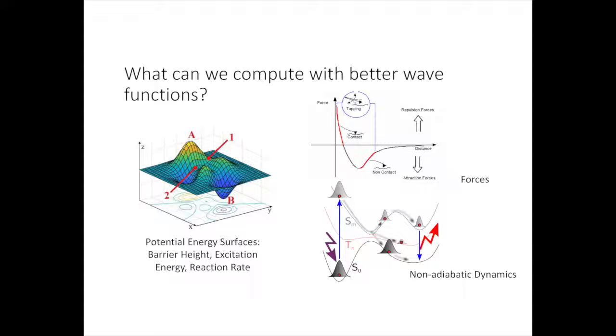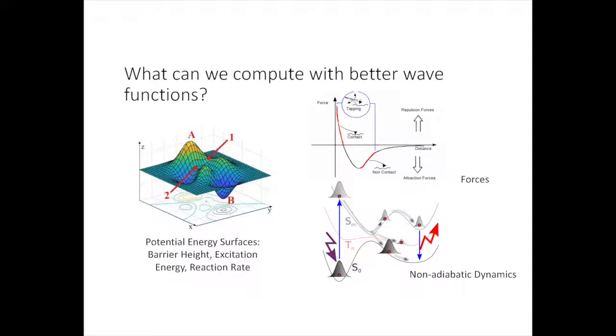And in cases where multiple electronic degrees of freedom matter, in cases where the Born-Oppenheimer approximation breaks down, such as in conical intersections or avoided crossing regions, with a wave function that can give us accurate potential energy surfaces, non-adiabatic coupling matrix elements and forces, we can do non-adiabatic dynamics simulations to resolve a lot of mysteries that people see in, for example, light harvesting experiments. So the take-home message is that with a better wave function, we can really do whatever we want.